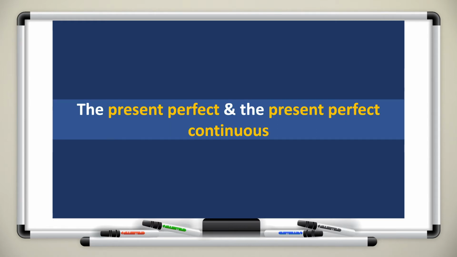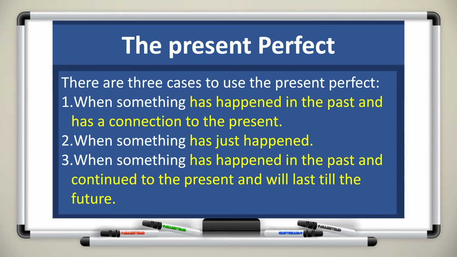Now, let's take a look at the present perfect and the present perfect continuous. Many of you asked, when do I choose the present perfect? There are 3 main cases to use the present perfect. The first one is when something has happened in the past and has a connection to the present. And the second case is when something has just happened. And the third case is when something has happened in the past and continued to the present and will last till the future. We will take an example for each case.